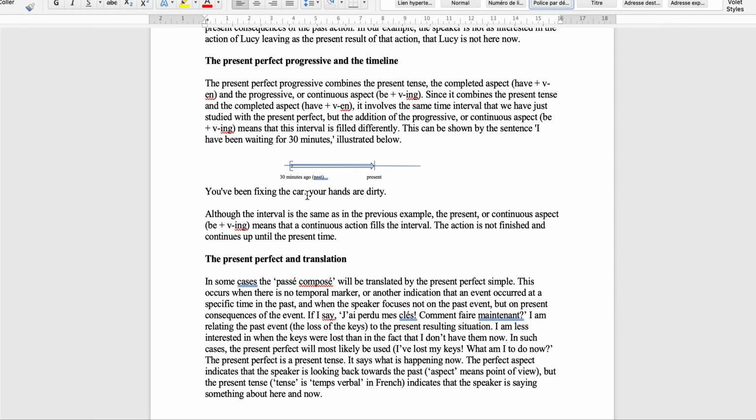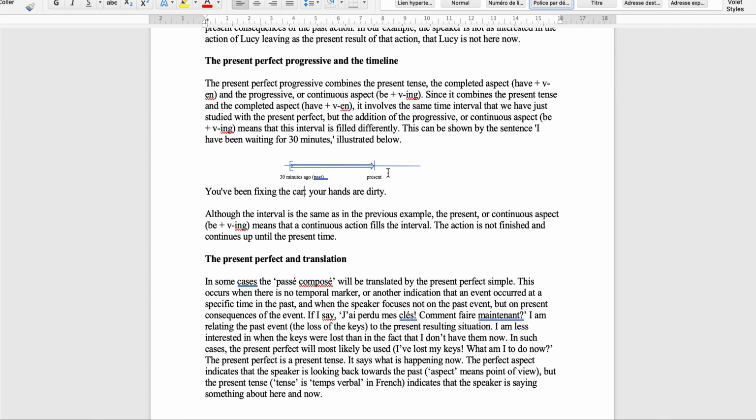So here we're not going to say, notice we're not talking about the car, right? We're talking about our hands. You've been fixing the car. It would be very unnatural to say the car is fixed, because notice we're not done, so we're not going to assume that the car is affected in any way.